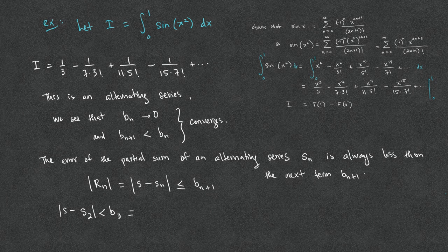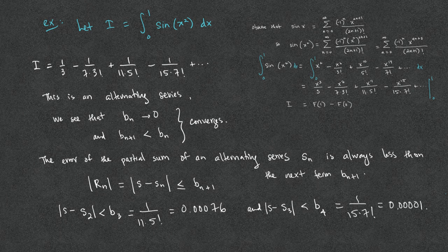For example, the remainder using 2 terms is less than b sub 3. The remainder using 3 terms, s minus s sub 3, is less than b sub 4. b sub 4 is 1 over 15 times 7 factorial, which is 0.00001. But s sub 3 is 1 over 3 minus 1 over 7 times 3 factorial plus 1 over 11 times 5 factorial. And this is 0.31028.